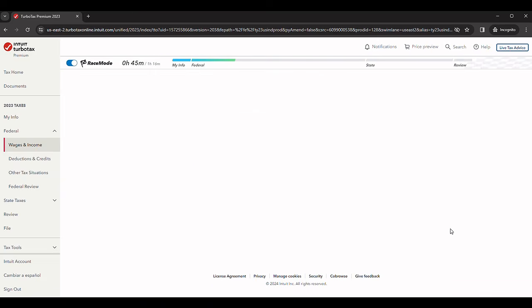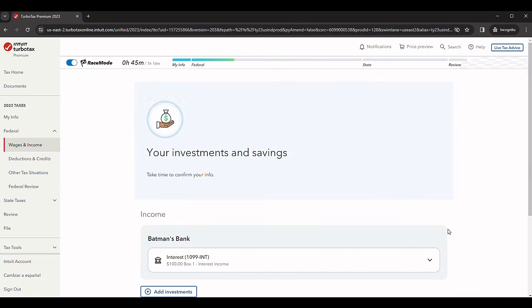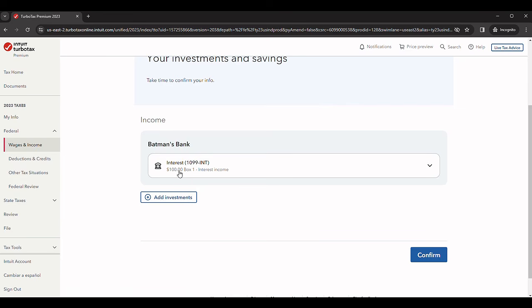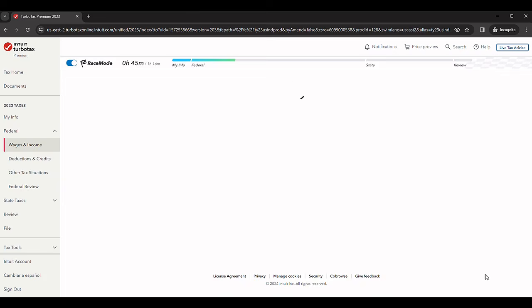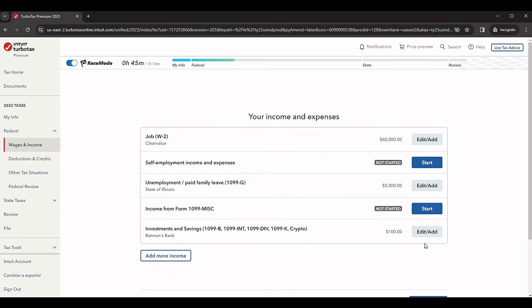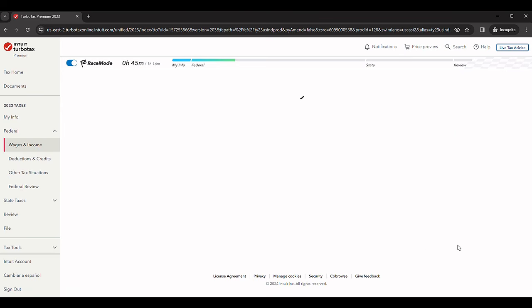Again, none of these apply. Cool. Okay, so here's a summary: $100 of interest income earned from your bank. And we'll confirm. We've got to go back all the way again. Okay, fine. Let's go back.